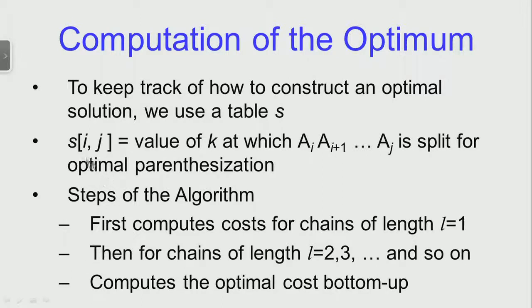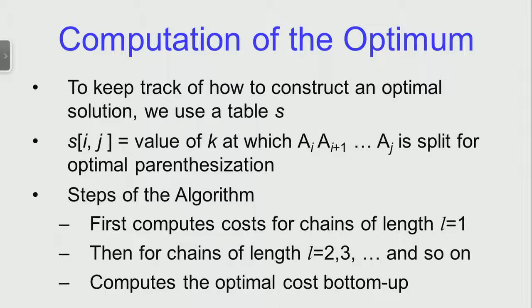To do this, we introduce a second two dimensional array which we call S. S stands for split and we refer to this two dimensional array as the split table. The split table tells us where to split a chain. In other words, S of i comma j is that value of k at which the chain a i to a j is split for an optimal parenthesization.